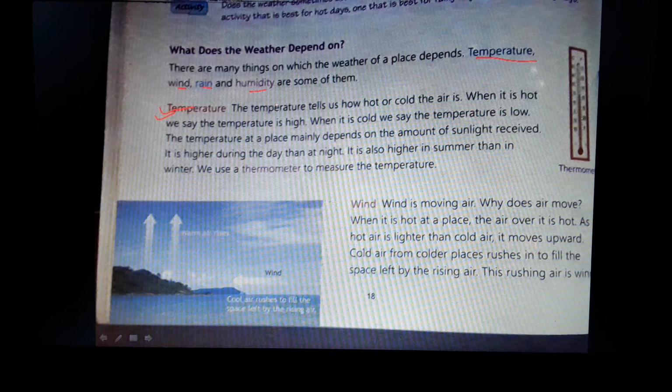Today we are going to further study about the second topic, which is wind. Today we are going to discuss about wind. So open your books to page 18 and follow the lesson.